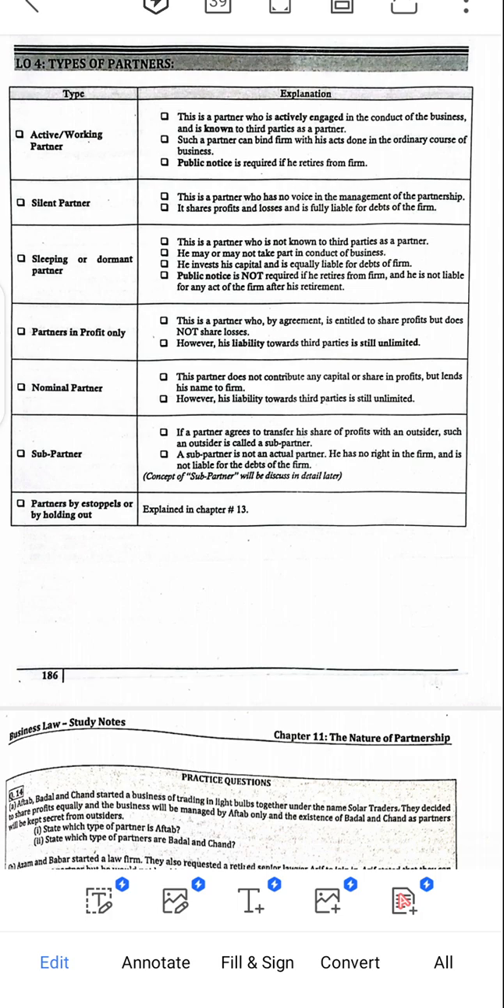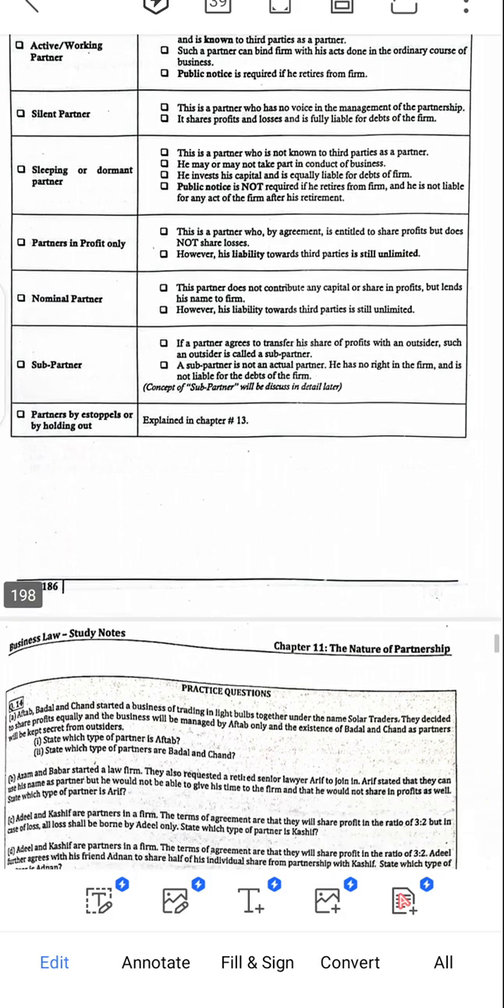So then we have the sub partner. If a partner agrees to transfer his share of profit to an outsider, such an outsider is called a sub partner. A sub partner is not an actual partner. He has no right in the firm and is not liable for debts of the firm. So I hope you understood the types of partners.